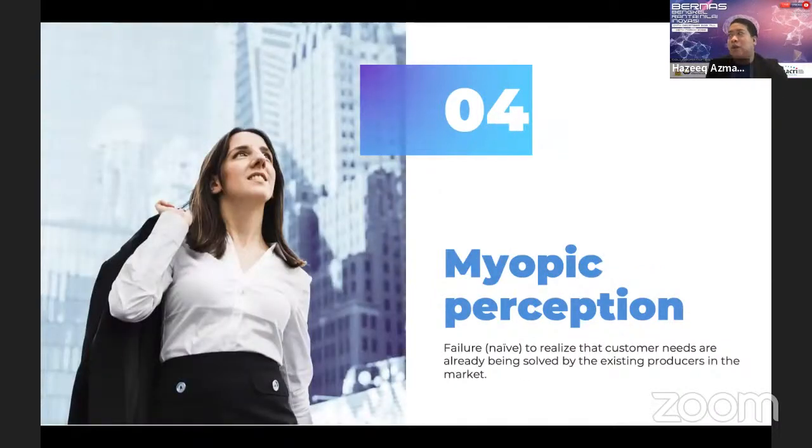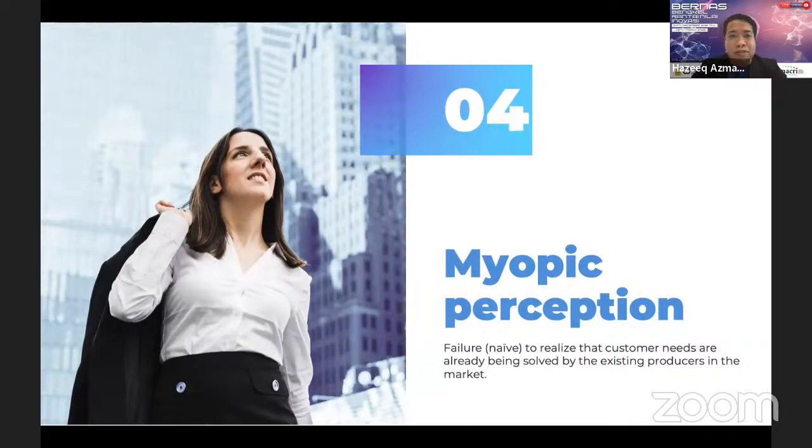And then the last one is what we call myopic perception, a short-sighted view by the academician. So they are, I would say, naive in realizing that sometimes what they are exploring has already been solved in the industry. Okay, so this is an issue. It comes because they don't do the right groundwork in the initial part.